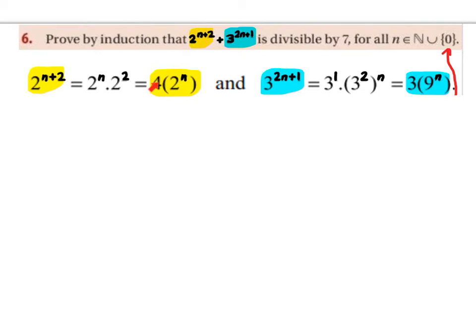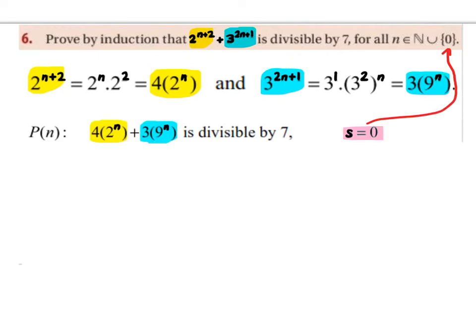So we have a number in front of the brackets, a number inside the brackets, and that's raised to the power of n. And then we have a number in front of the brackets, a number inside the brackets, and that's raised to the power of n. So they're very similar now. So P of n is going to be, instead of 2 to the power of n plus 2, we're going to have 4 times 2 to the power of n. Then we have our plus, and instead of 3 to the power of 2n plus 1, we have 3 times 9 to the power of n. So P of n is that these two terms added together are divisible by 7, where n is equal to 0, so our starting term is 0.